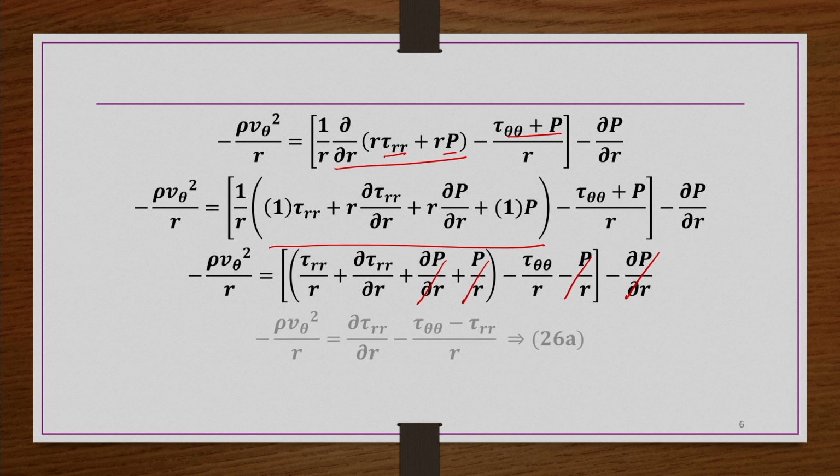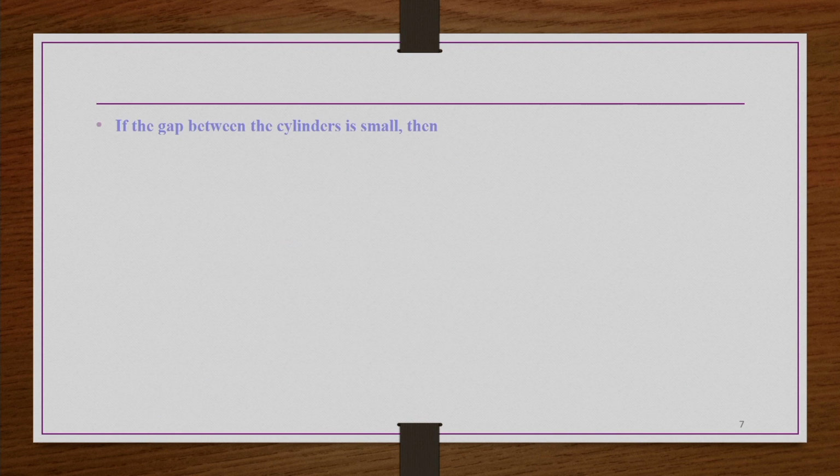Finally, we have minus rho v theta square by r on the left hand side remaining as it is, which equals dou tau rr by dou r minus (tau theta theta minus tau rr) by r. Here, tau theta theta minus tau rr is nothing but the first normal stress difference. Further, we can simplify this equation.